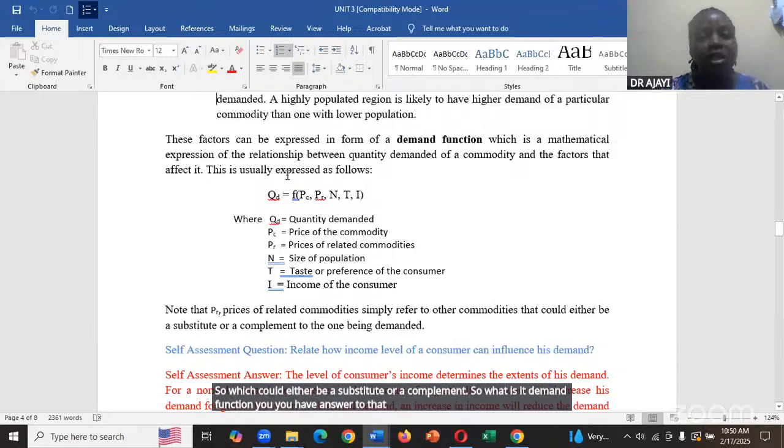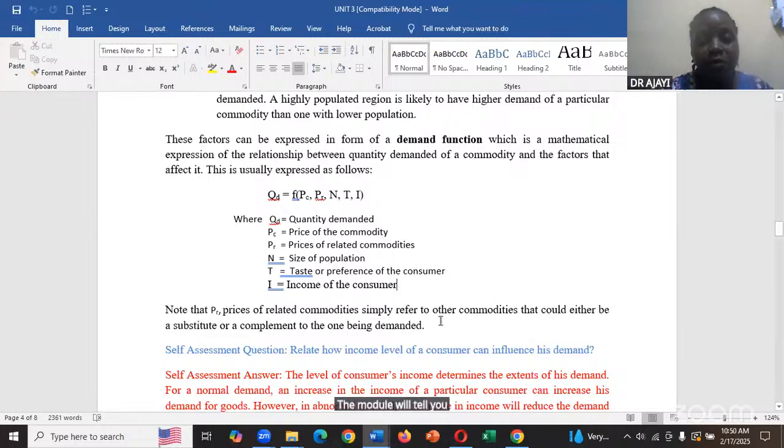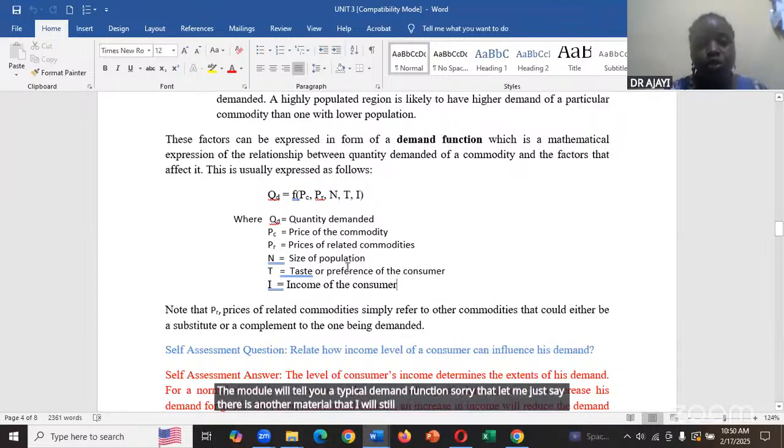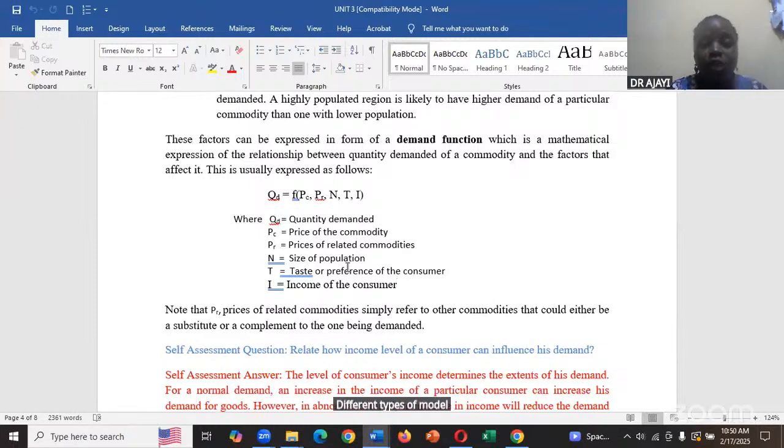Now, beyond this demand function, there are other ways of expressing a demand function. It could be not in functional form but in a model form. A model will show you a typical demand function. There is another material that I will still send to the class showing other types of demand function that could be expressed in a model form. It could be exponential or different types of model, depending on the type of relationship you are trying to show.